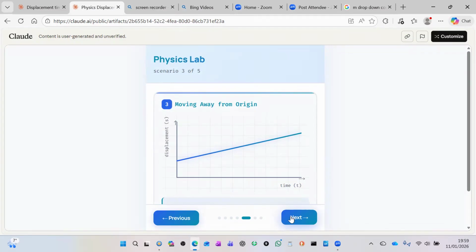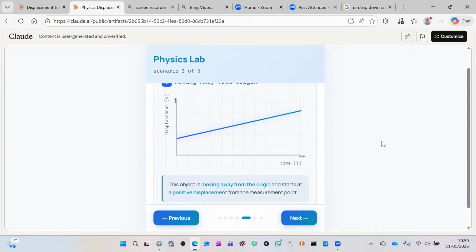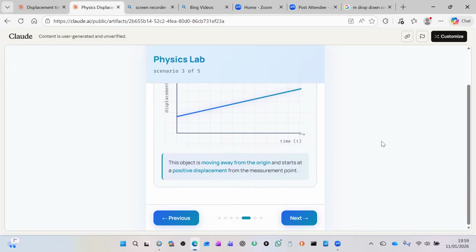Here we've got an object that starts at time t equals 0, but it's not starting from the origin. It's starting at a positive displacement, and its displacement is getting larger and more positive, so it's moving away from the origin.